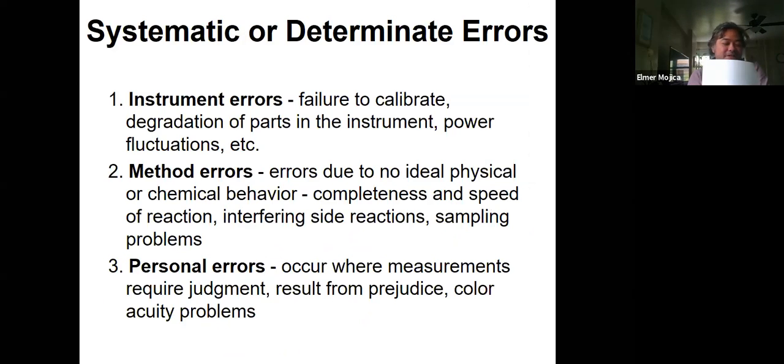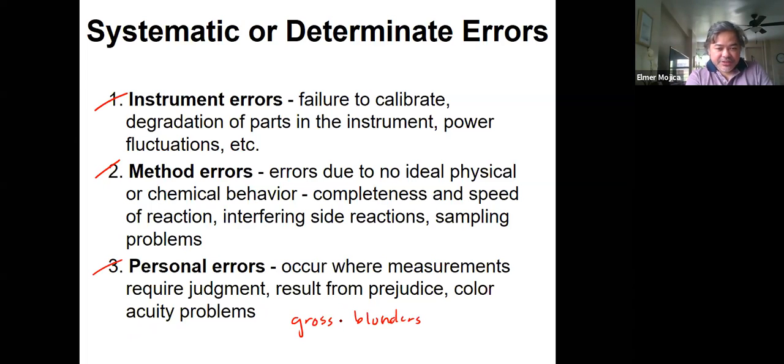Now, let's go back with the determinate error. So as I've told you, determinate or systematic errors always go in one direction. Okay? And there are three types of systematic or determinate error. It could be instrument, the method, or personal errors. That's why we could say that gross errors and blunders, it's really a determinate error. But I want to tell you what's really the difference of the gross errors and blunders compared to the personal errors. Okay?